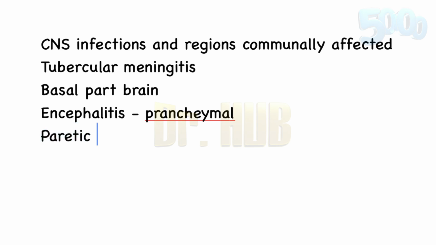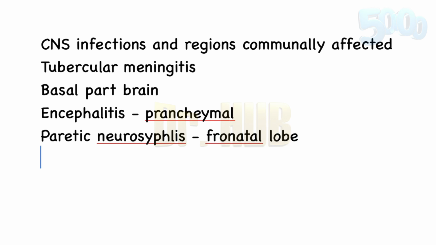Next is paretic neurosyphilis. This will be the frontal lobe. Now looking at tabes dorsalis, this is the dorsal cord. Tabes dorsalis is the dorsal column of the spinal cord. HSV encephalitis involves the temporal and the frontal lobes.